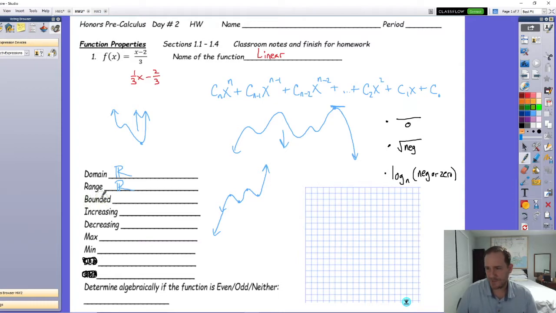Boundedness. We said there were 4 options. You're either bounded below, like this guy, or you're bounded above, like this guy, or you're not bounded at all, like this guy, or like a sinusoid. That's bounded, since it's bounded both above and below. Our linear function, of course, is just a line, so it is not bounded.